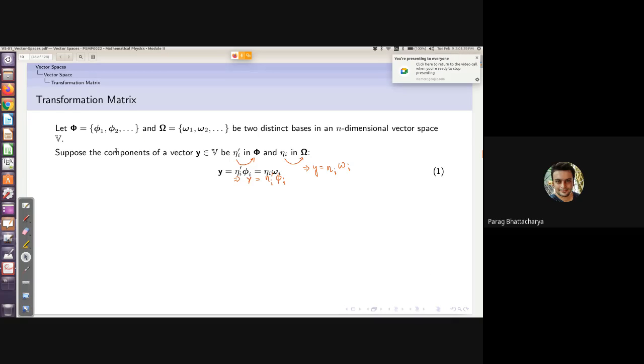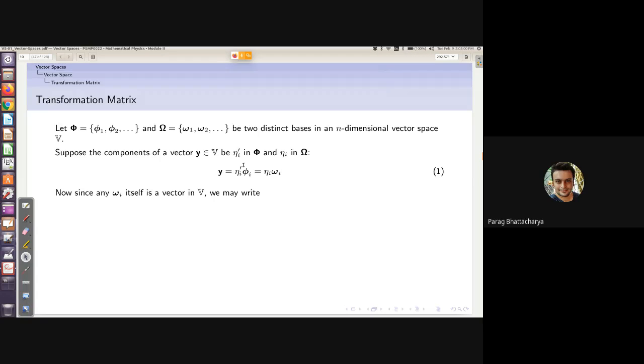Okay, so this is the case. Then we have this one. Both of them must be the same because they are the same vectors. Okay, eta I prime into phi I is equal to eta I into omega I. Both of these should give me the same vector. So both of them must be the same.